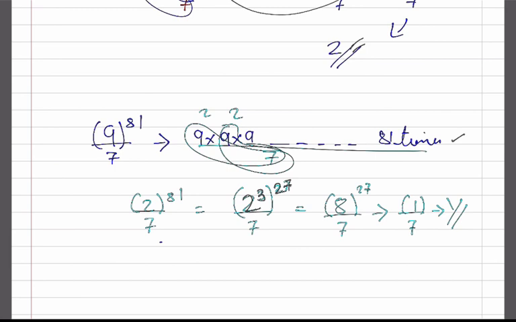8 divided by 7, remainder is 1. 1 multiplied 27 times will again give me 1. 1 divided by 7, my answer is what? 1, since it is lesser than 7. Okay, so this is the two-step method of remainder. First, split up the remainder, try and get the answer. After that, adjust the power to get a positive remainder of 1 or a negative remainder of minus 1.